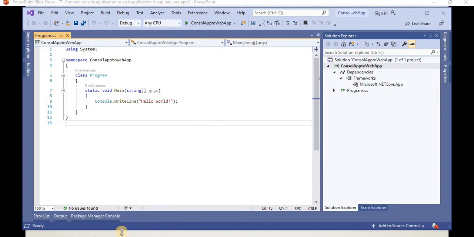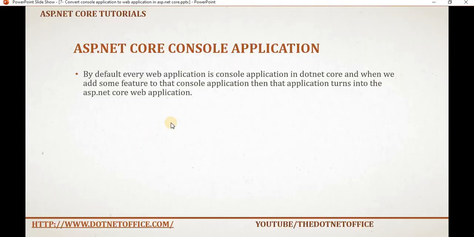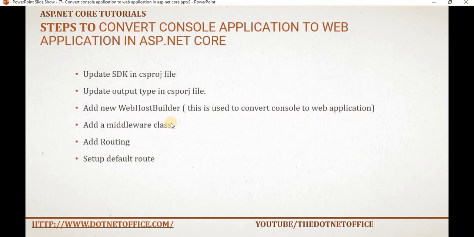Before that, let's see what all the steps are to convert a console application into a web application. First, we have to update the SDK in the csproj file. Then we have to update the output type, because a console application returns an exe file, and if you are creating a web application, then that file should not be returned as an exe. Then we have to add the WebHostBuilder, which is basically the main point that is used to convert a console application into a web application.